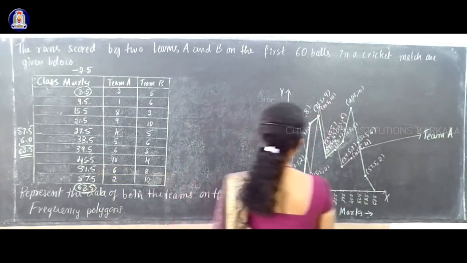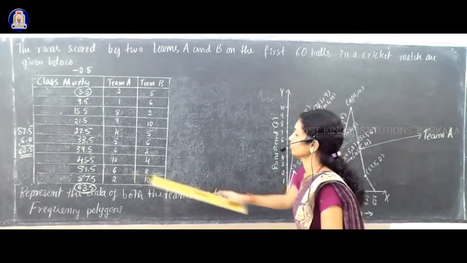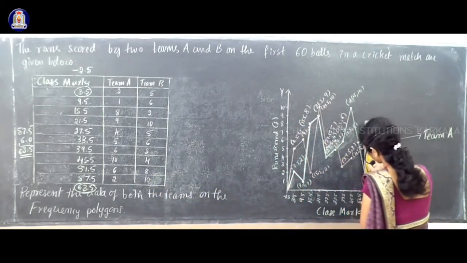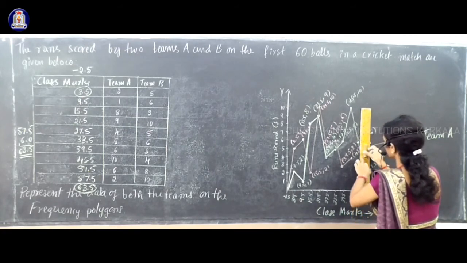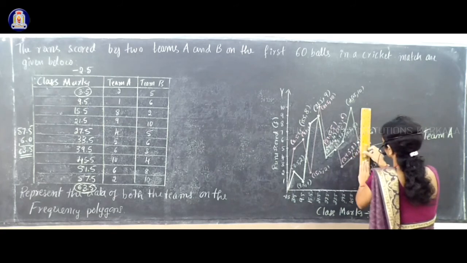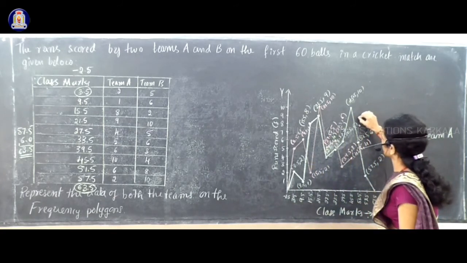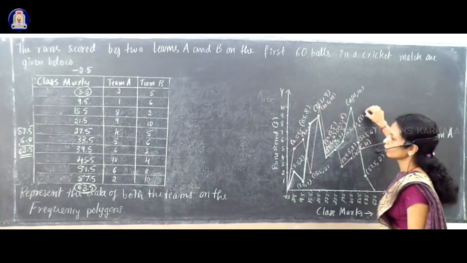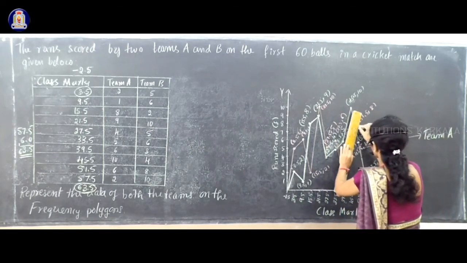Next is 51.5. In that you have to move up to 8. Okay, 51.5, you have to move up to 8: 1, 2, 3, 4, 5, 6, 7, 8. It is here. And this point's coordinates are 51.5, 8. Join this with the previous point.